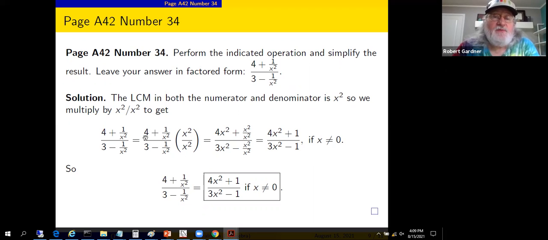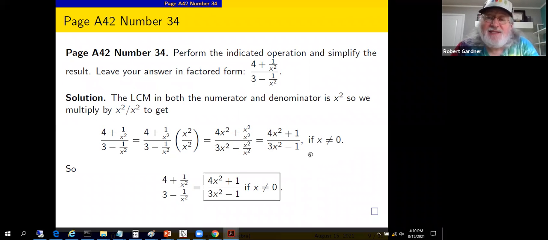Distributing, that'll give us 4x squared plus x squared over x squared. Down here in the denominator, we get 3x squared minus x squared over x squared. Don't just cancel. When you cancel, you have to make disclaimers. So simply distributing produces this. I desperately want to cancel those x squareds there and there and write those as ones. And you can do that if x is not 0. We've lost the information by losing the x's in the denominators, going from this step to this step. So you have to add this disclaimer. This is valid provided x is not 0.